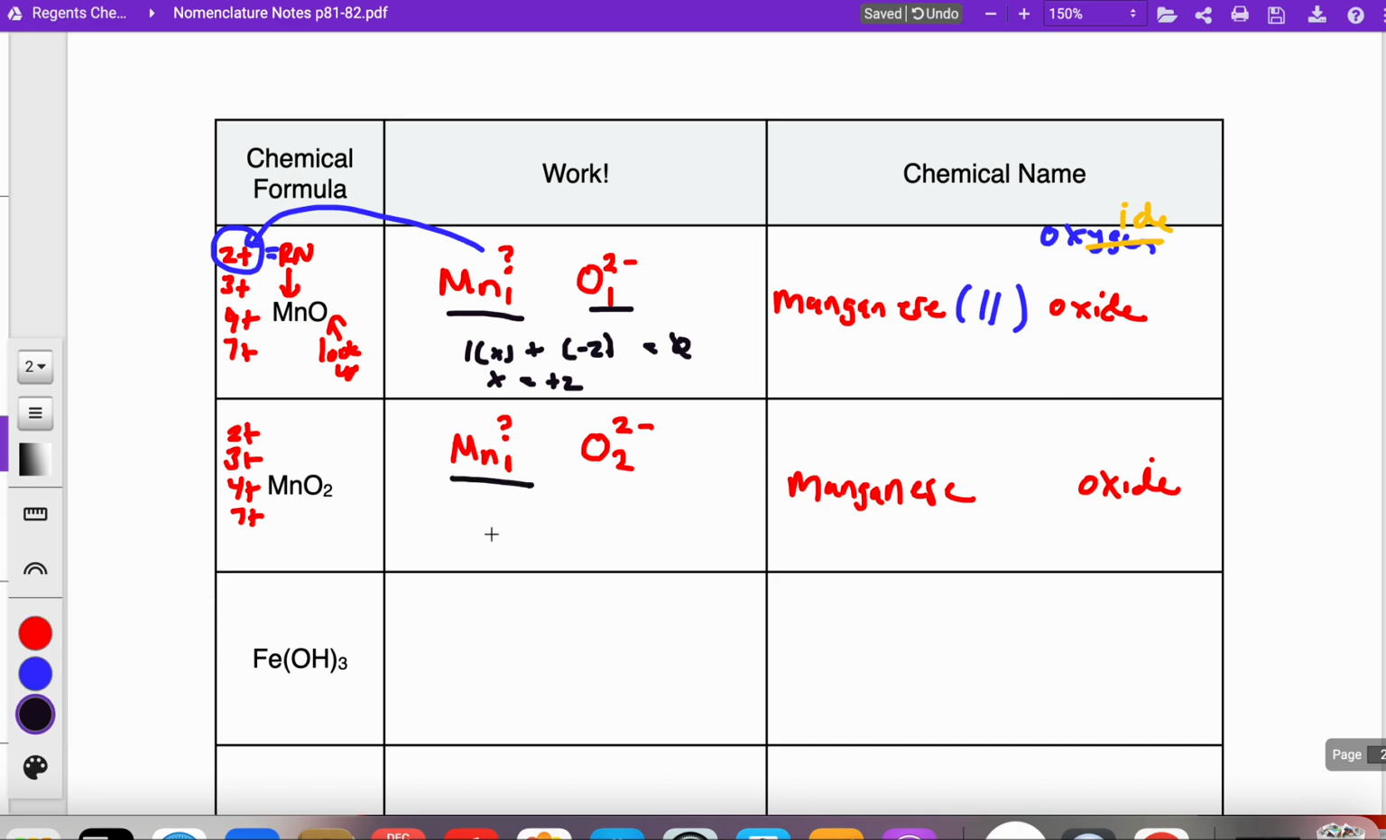So here we go. We have 1 manganese times whatever positive charge will work, equals, now we have 2 oxygens, they each bring a -2, so the total negative charge here is 4, and it has to equal 0. Solve for x. So x has to equal a +4. So in this second case, for this manganese, the best choice is +4, and that's going to equal the Roman numeral. So it's manganese, Roman numeral 4, oxide.